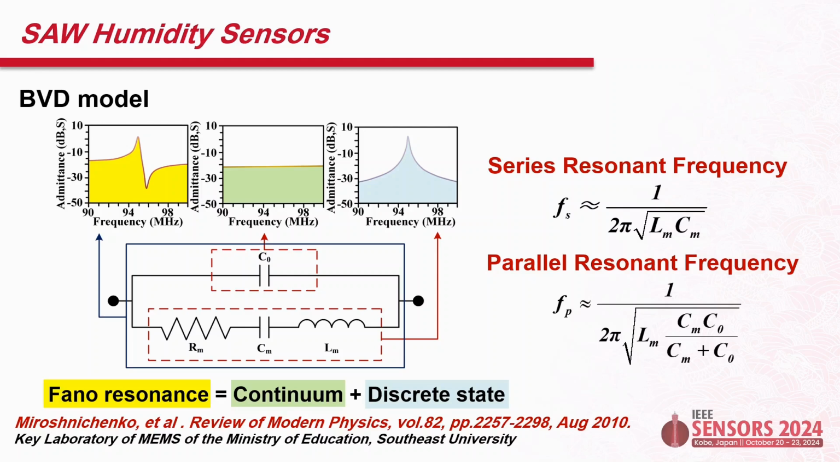As mentioned above, Fano resonance results from the superposition of the Lorentz line shape of a discrete resonance with a flat continuous background. In the BVD model, the resonator is represented by an LCR series branch in parallel with a large capacitor C0. The admittance spectrum of the LCR series branch exhibits a typical symmetrical Lorentz line shape, while the parallel C0 branch behaves as a continuous flat background. The superposition of the two branches leads to the phenomenon of Fano resonance, implying that the SAW devices inherently possess Fano resonance characteristics.